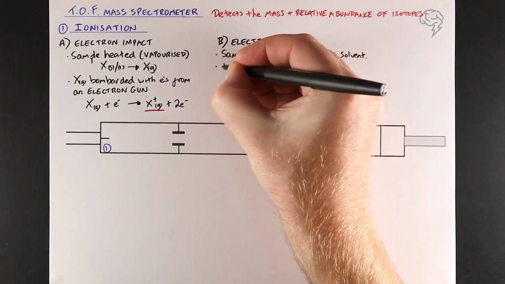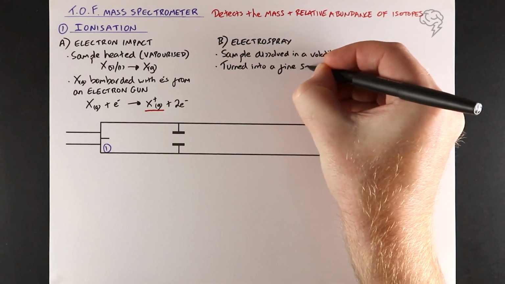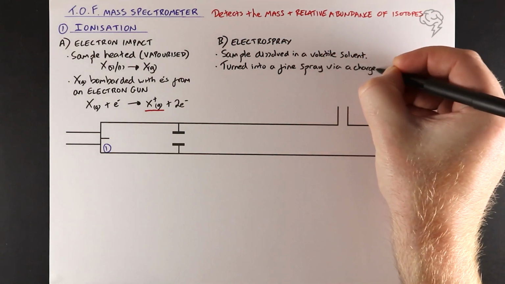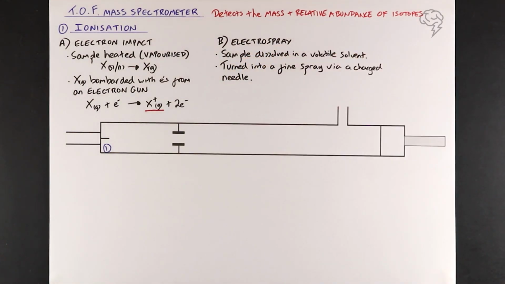Next up, once it's dissolved in that volatile solvent, it's pushed through at really high pressure, a really fine charged needle, and that causes it to be turned into a fine spray. Okay, so you've got this needle, which is represented just above that number 1 in the diagram there, and that turns it into a really, really fine spray. But not only does it turn it into a fine spray, that volatile solvent with your sample in, it also gives it its charge and ionizes it.